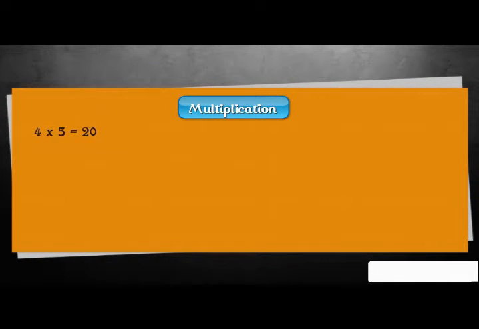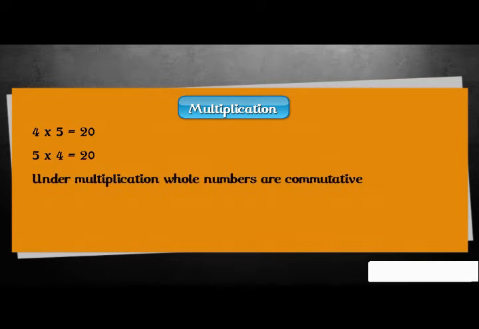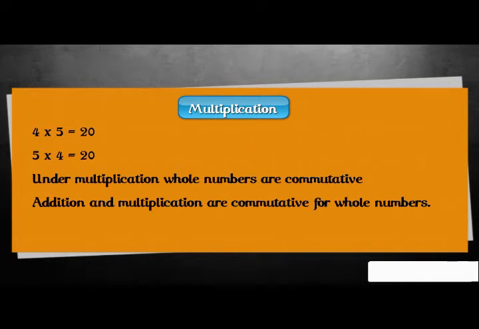But under multiplication, whole numbers are commutative. As 4 into 5 is equal to 5 into 4, that is 20. Hence, addition and multiplication are commutative for whole numbers.